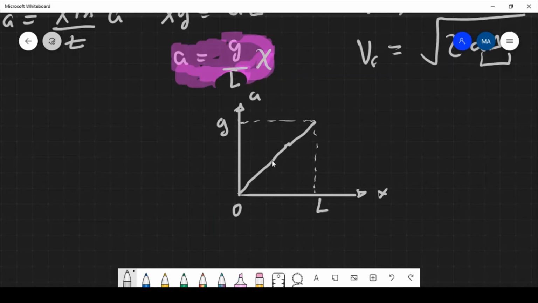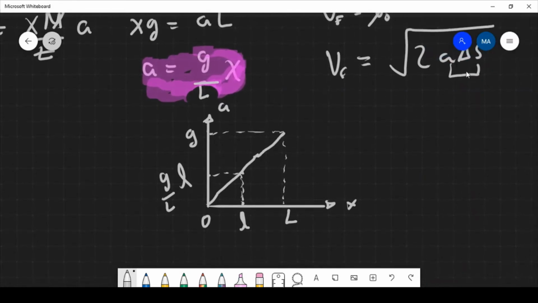What about, for example, over here, when x is, let's say, small l? For instance, small l. What acceleration are we going to have? Well, it's going to be g divided by L, small l. So how can I find this multiplication over here, a multiplied by delta s?